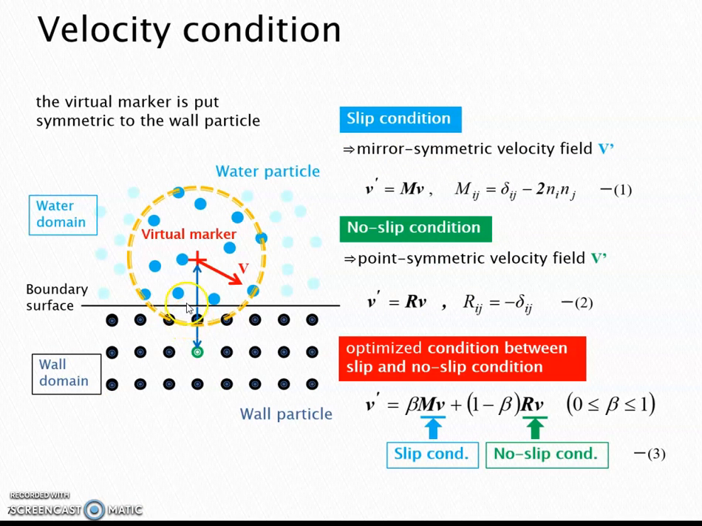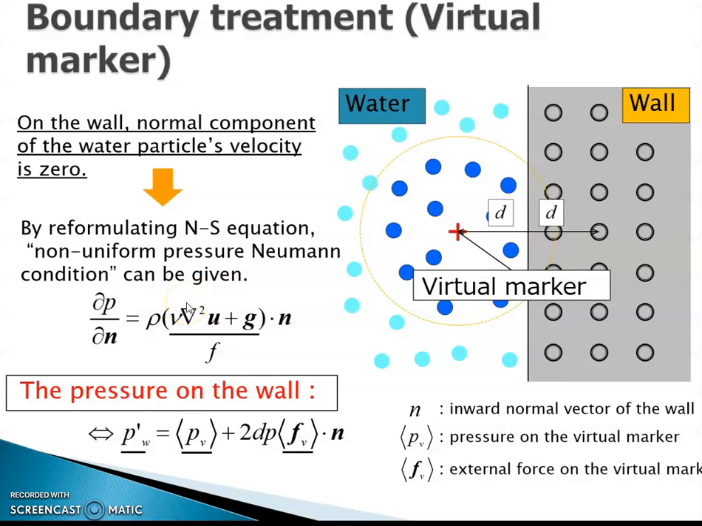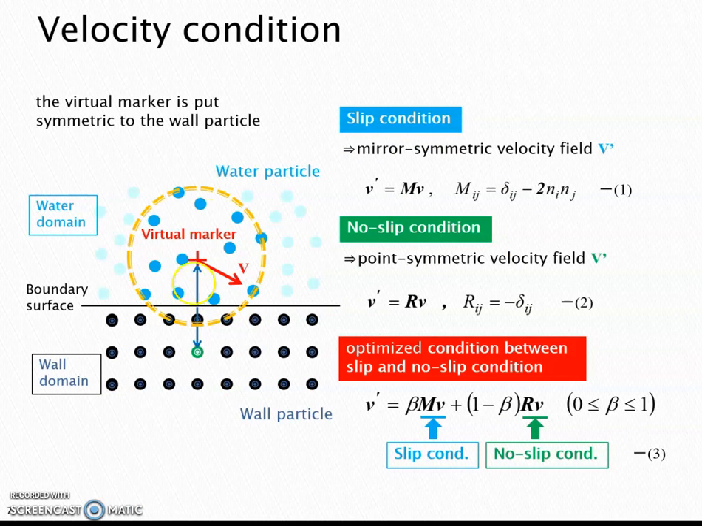That condition is for the pressure, and the same applies for the velocity, where the virtual marker is put symmetrically to the wall particle. There are three possible conditions: the slip condition, the non-slip condition, or a condition optimized between slip and non-slip.